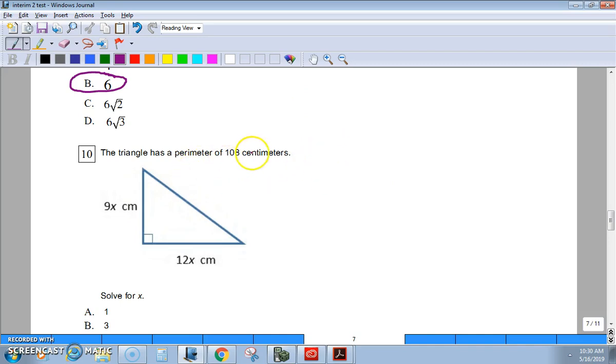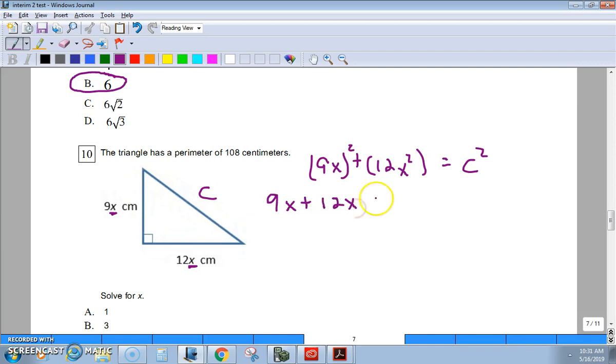Let's see, the triangle has a perimeter of 108 centimeters, right? And it wants us to solve for x. The problem is, since we have these x's, we also have another variable here. Let's call this c because of the Pythagorean theorem. What I know about this right triangle is that 9x squared plus 12x squared is equal to c squared, right? And I also know the perimeter, so 9x plus 12x plus c is equal to 108. Okay, I have two equations and two unknowns, so I'm going to use substitution to solve for this.